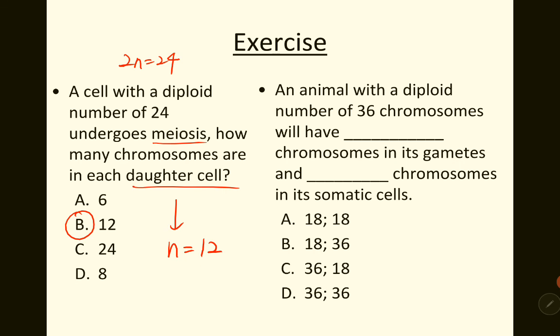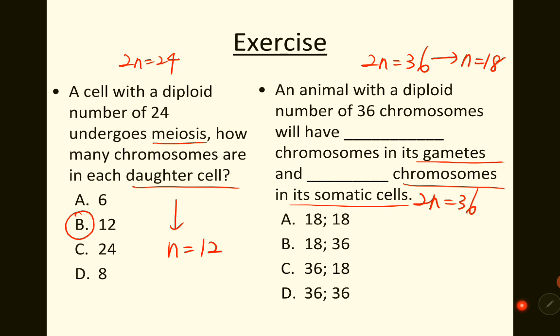Animal with diploid number of 36, so 2n equal to 36. How many chromosomes in the gamete? Gamete means undergo meiosis, so it is n equal to 18. And how many chromosomes in the somatic cell? Somatic cell is all the other cells, for example skin cell, hair cell, and other cells other than our gamete. So our somatic cell is also in 2n condition, so it will still be 36. So the answer is B.